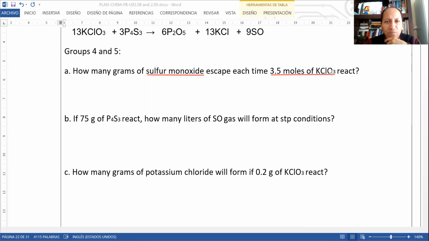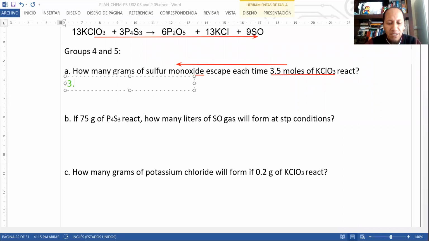So definitely you're moving from one side to the other. In the reaction, you're moving from KClO3 to sulfur monoxide, so from 13 moles to 9 moles. That will be your proportion, and then you get started writing. So let's get to work. You have 3.5 moles, you write that in the first place there: 3.5 moles of KClO3, which is what you got.